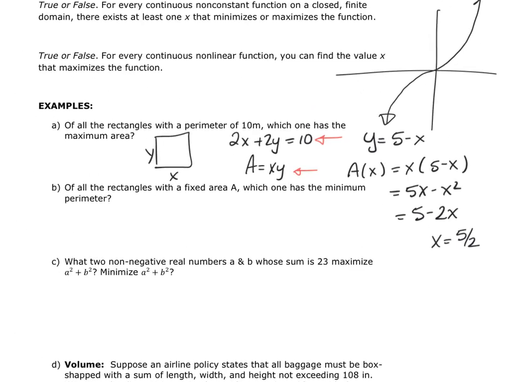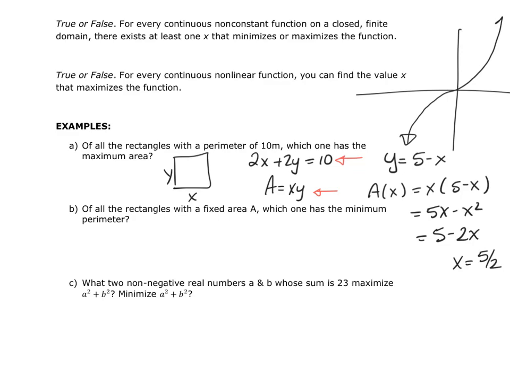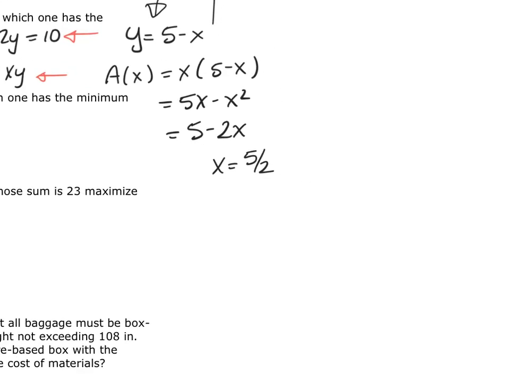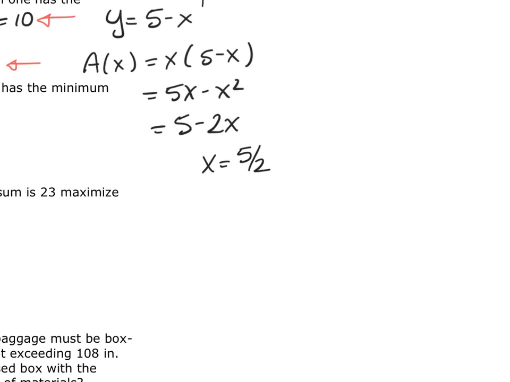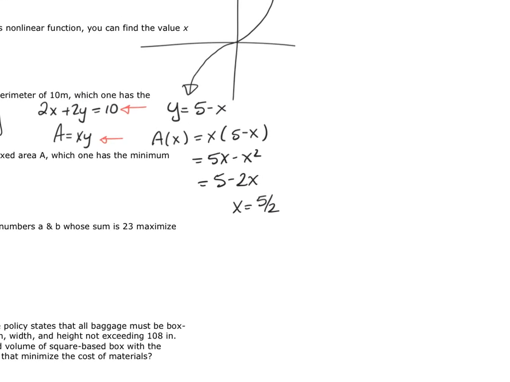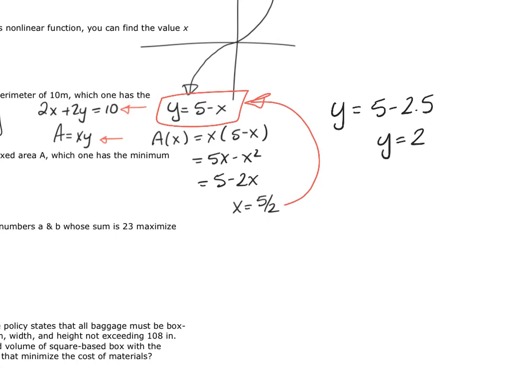So they want to know for this one, which one has the maximum area. Well, the one that's going to have a maximum area is the one that's going to be a square. And the reason it's going to be a square is because if x is equal to 5 over 2, then I put that back into this equation right here to figure out what y is equal to. So y is equal to 5 minus 2.5. So y is also equal to 2.5.